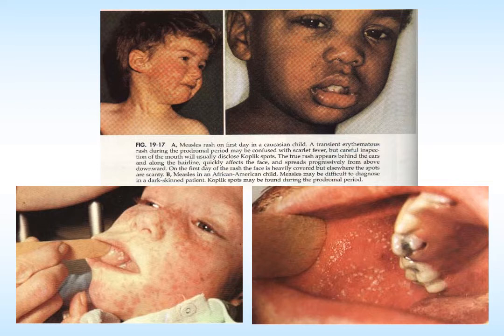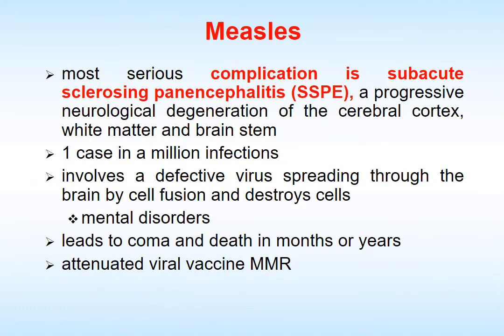And symptoms: you can see this rash on the skin and inside of the mouth. You can see in the mucous membrane of the cheeks these white spots. Measles' most serious complication is subacute sclerosing panencephalitis. This subacute sclerosing panencephalitis is a progressive neurological degeneration of the cerebral cortex, white matter and brain stem.